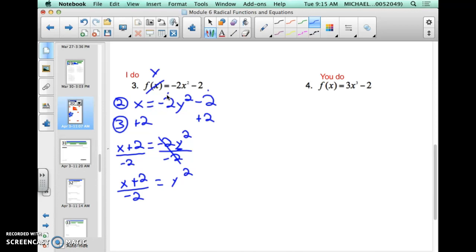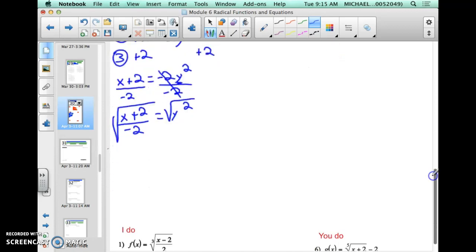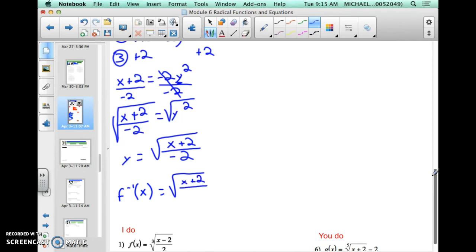Now the final step to get y by itself is to take the inverse of the power of 2, which is taking the square root. So I take the square root of one side. Whatever I do to one side, I have to do to the other side. And so now I'm going to switch locations. I have y equals the square root of x plus 2 over negative 2. And to write it in inverse notation, f inverse of x, so the inverse of the given f of x function is the square root of x plus 2 over negative 2. And I am done. Alright?